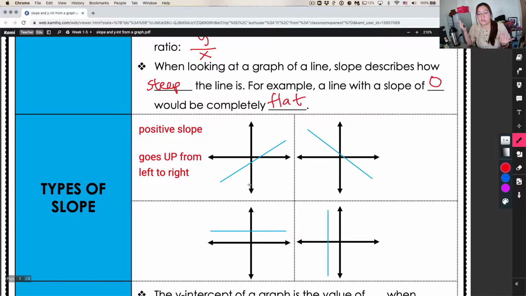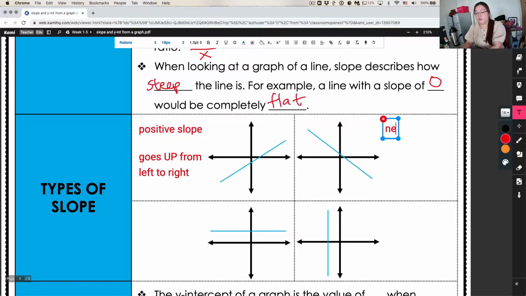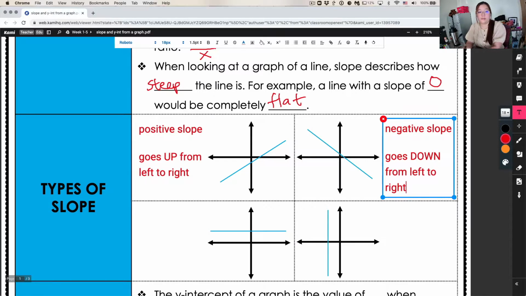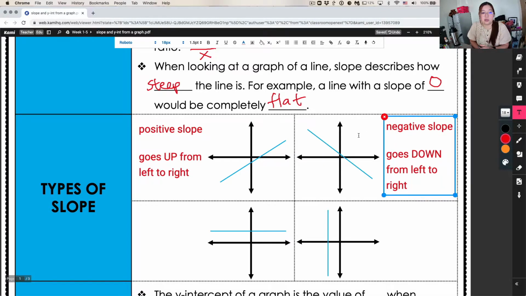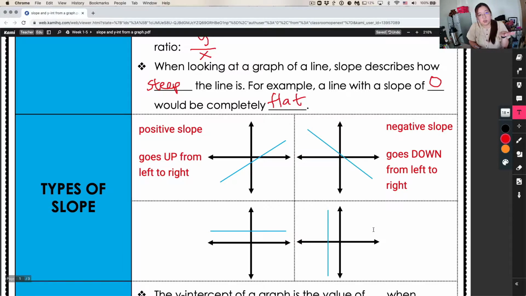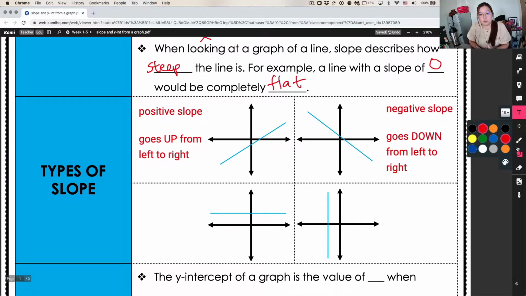That's positive change, right? Now, if you trace the line and it goes down from left to right, then that would be a negative slope. So this one here, this is negative slope. It goes down from left to right. Okay, so we see when we trace this line from left to right, it is going down. If it goes up from left to right, it's positive. If it goes down from left to right, that is negative slope.